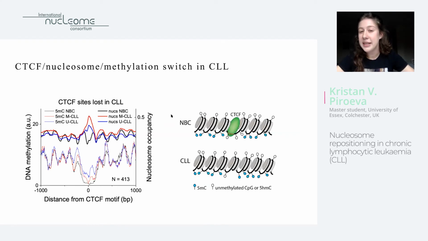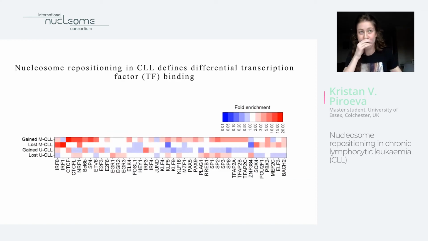We have non-malignant B cells, and their CTCF can come and bind and do its thing, while in CLL, some CTCF sites are occupied by a nucleosome, which is further stabilized by DNA methylation mark. Well, next, we wanted to look inside the regions losing and gaining nucleosomes in each CLL subtype, and look for transcription factor motifs.